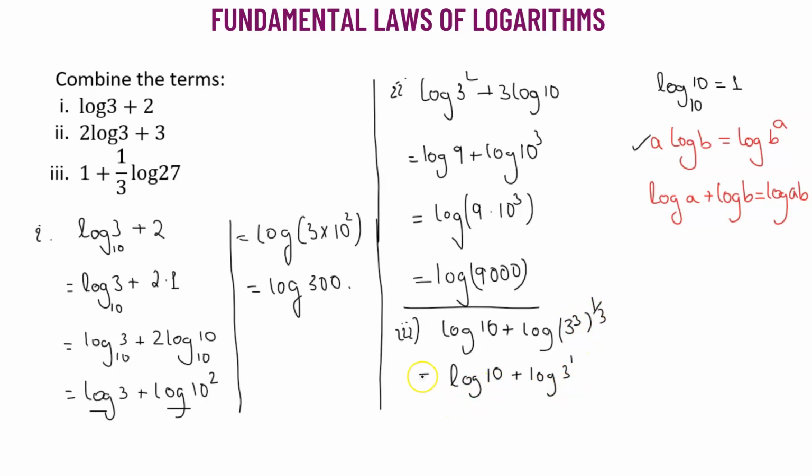Now we can combine this to give us log of 30. So the value of log of 30 is the same as 1 plus 1/3 of log 27.